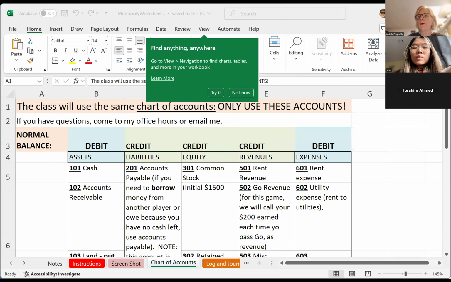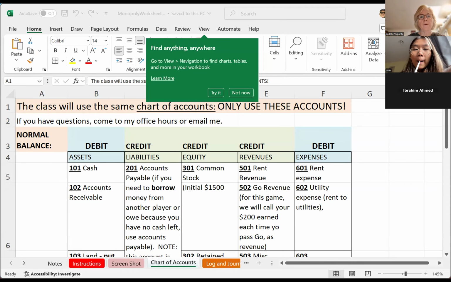I want to start with looking at Monopoly, even though we already did Monopoly in class, because I think it will help. So this is the beginning of debits and credits. So I'm going to share my screen. So chapter 3, we really wanted you to know debits and credits. Okay, can you see this screen?